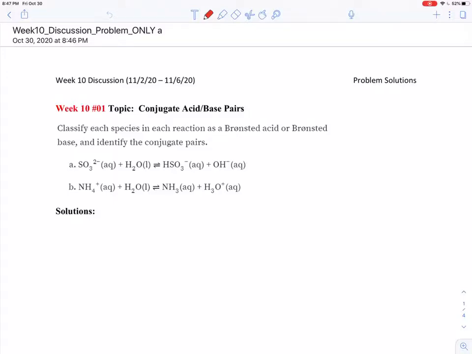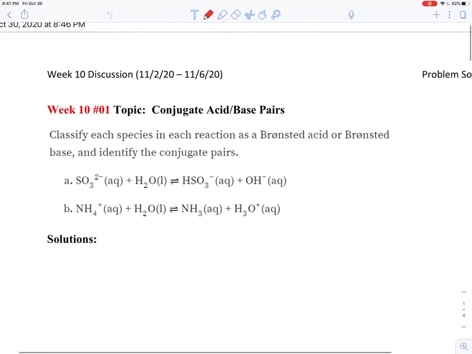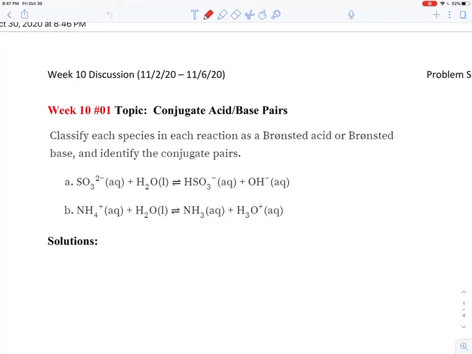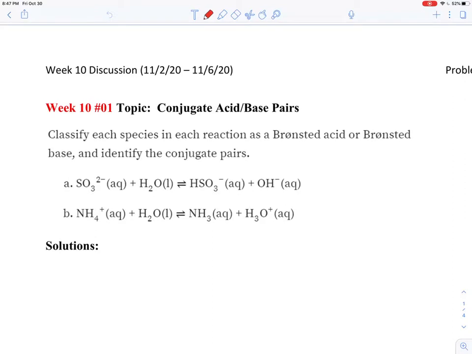Okay, so let me solve problem number 1 for the week 10 discussion problems. This problem wants us to find the conjugate acid and base pairs. The first example is the equation shown below. You can see that water is losing H plus and becomes a hydroxide ion.